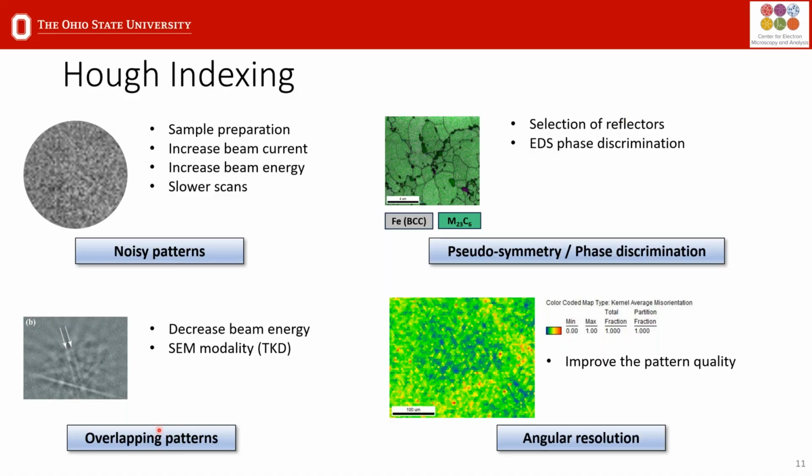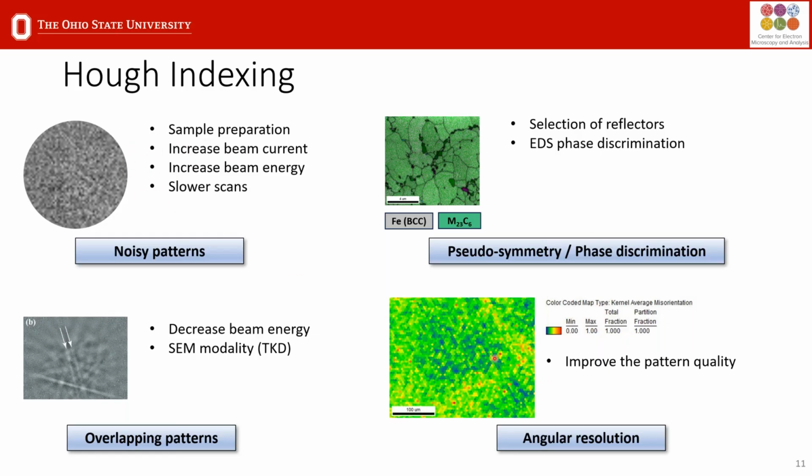In terms of overlapping patterns, to decrease the interaction volume, you can decrease the beam energy, or you can use a thin foil, so we use a different modality called transmission Kikuchi diffraction. And then lastly, for the angular resolution, I found that it's quite sensitive to the pattern quality. So if you have better quality patterns, then that usually helps.